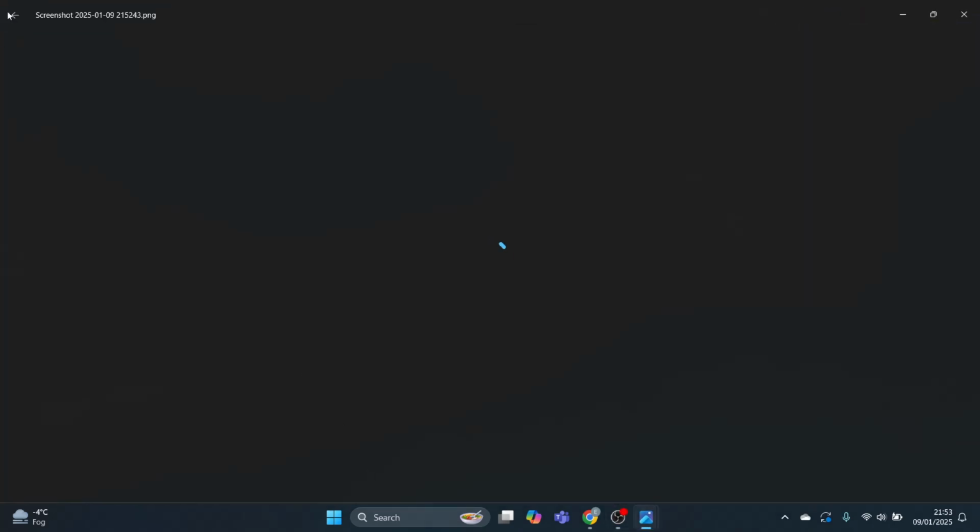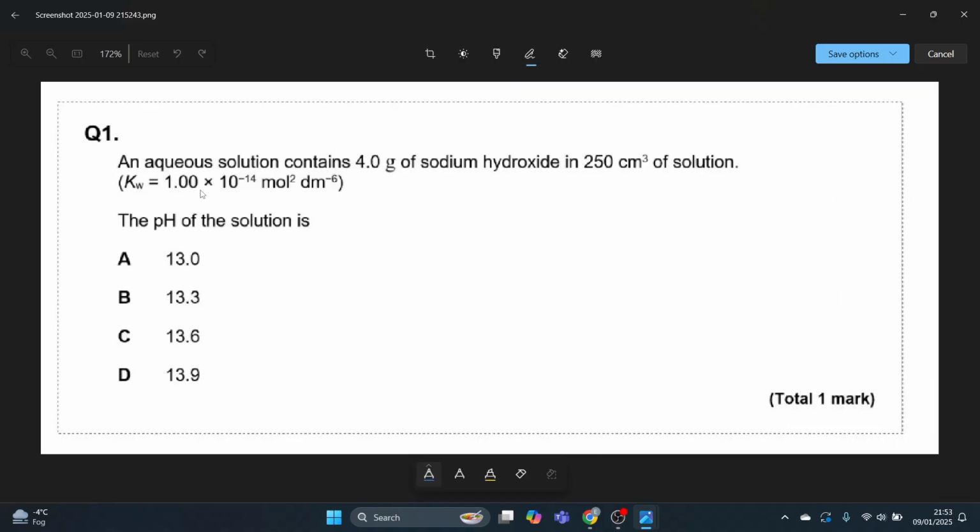So, multiple choice questions. Question 1. An aqueous solution contains this much sodium hydroxide and this much solution. Kw is that. pH of solution is. Okay.